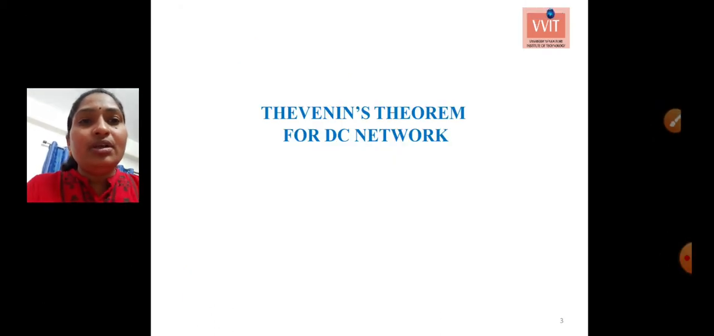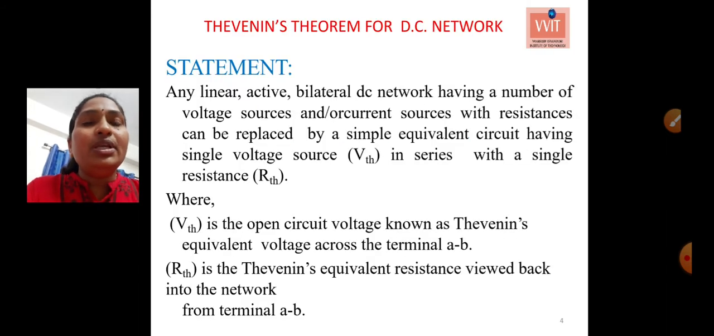Now in this session, I am going to explain about Thevenin's theorem and how to apply this Thevenin's theorem to a DC network. Usually, DC network consists of DC voltage sources and current sources and only the resistive branches, and such type of network to which how to apply Thevenin's theorem.